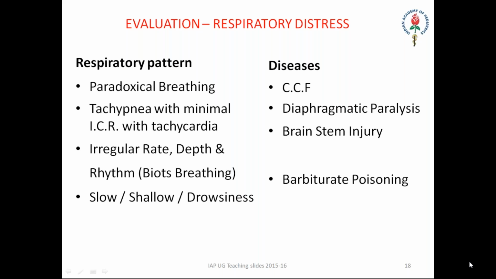Respiratory pattern, if it is paradoxical breathing, think about CCF. Tachypnea with minimal intercostal retractions with tachycardia, think about diaphragmatic paralysis. Irregular rate, depth, and rhythm, Biot's breathing, and brainstem injuries. Slow, shallow breathing or drowsiness, barbiturate poisoning. If drowsiness is there, go for poisoning.